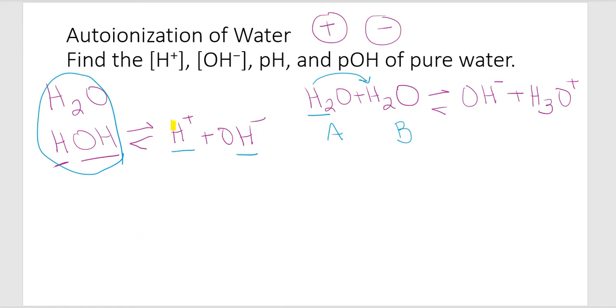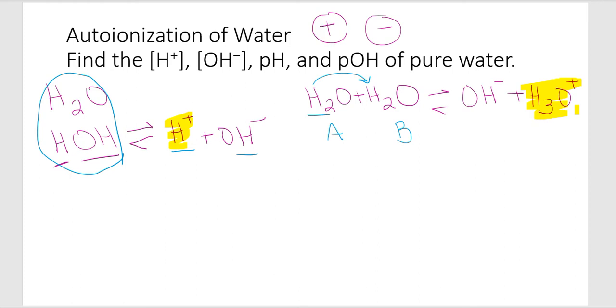They're the exact same, the equation on the left and the equation on the right. The only difference is H plus versus H3O plus. And again, those are analogous to each other. They're pretty much the exact same thing. So water is water. Water is neutral. Water is an acid. Water is a base. And it auto-ionizes just a tiny, tiny bit.